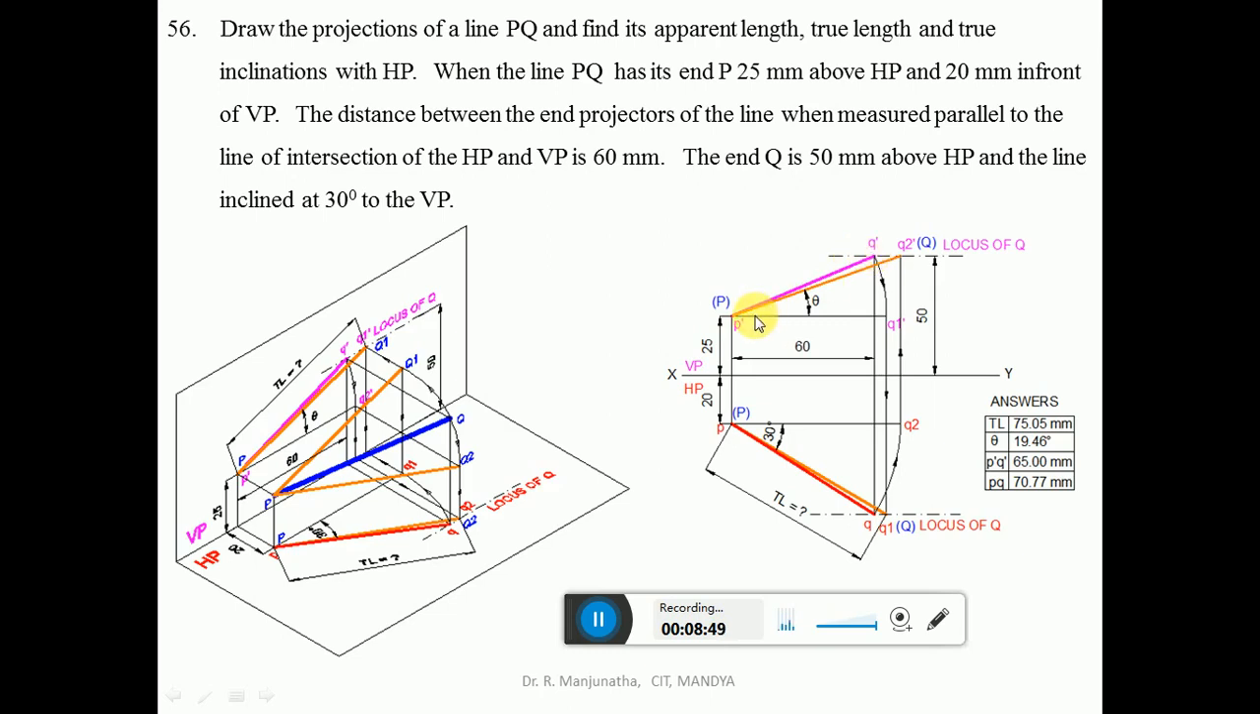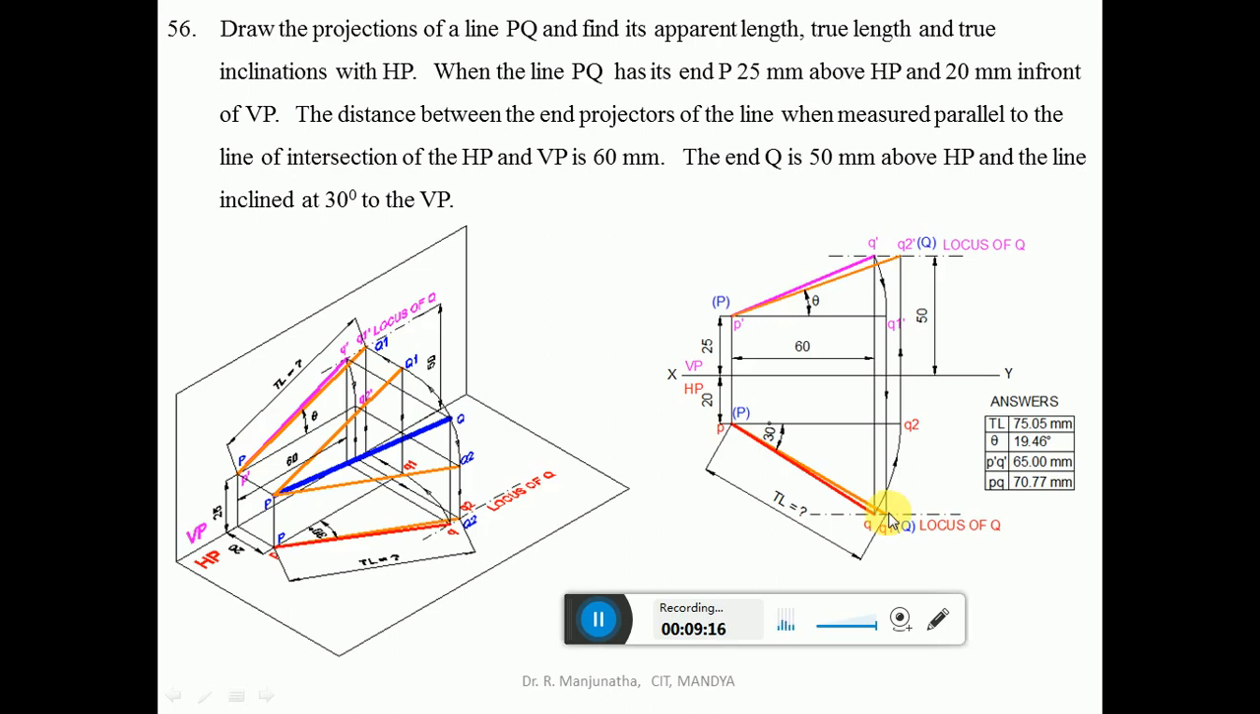Now we need to find out the true length in the horizontal plane. Why? Because the true length in the horizontal plane is the one which can be found out, since we know the true inclination with respect to VP, and we know that image will fall on HP. So that means the true length we can find out in the horizontal plane.